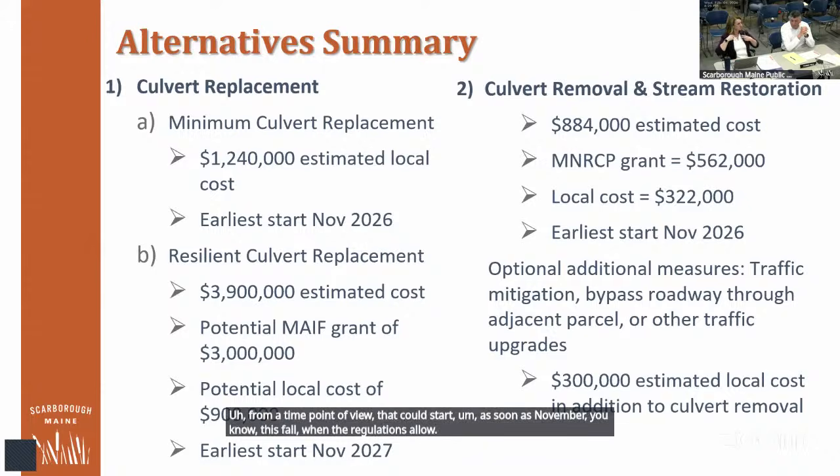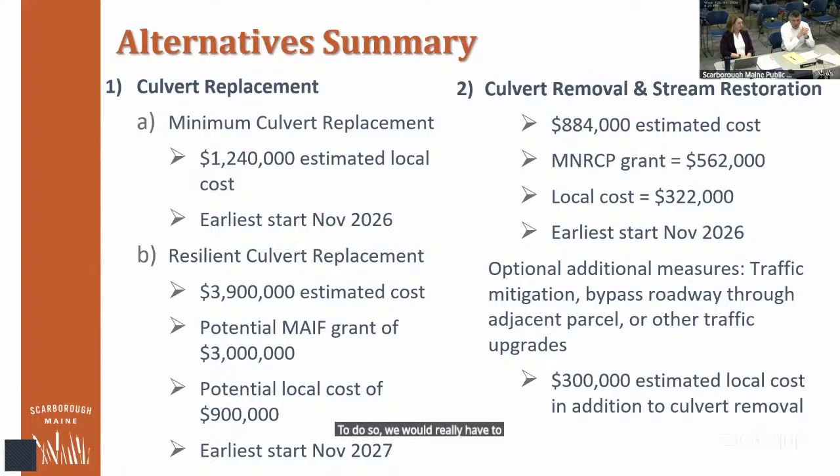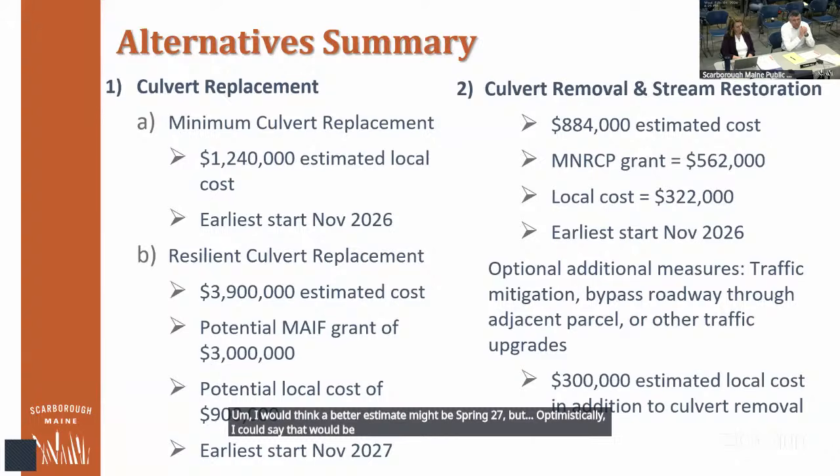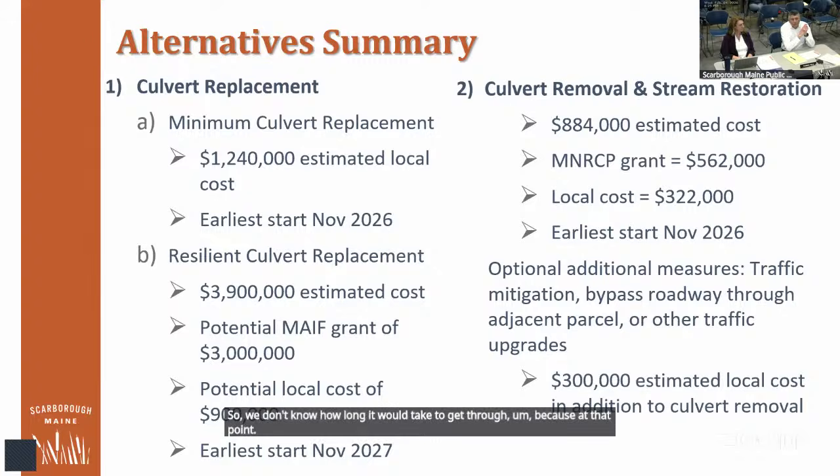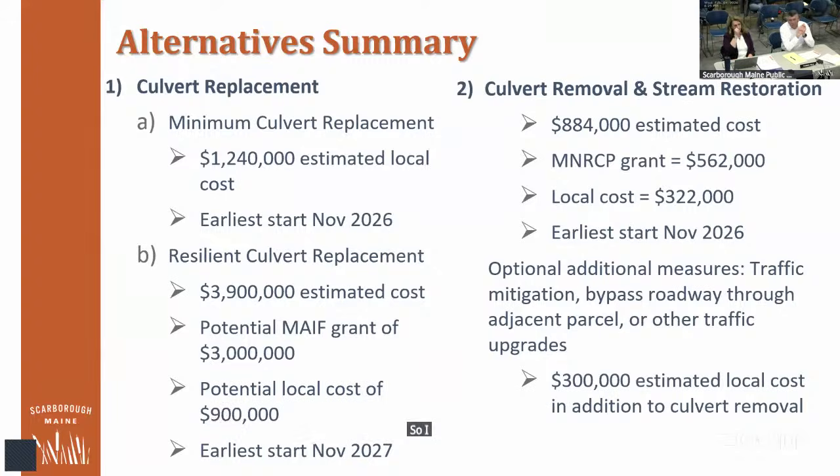To do so, we would really have to move and push hard to get design done. I would think a better estimate might be spring '27, but optimistically, I could say that the earliest we could possibly get something done is this late fall. And the other unknown, the timing for that, is permitting. We don't know how long it would take to get through, because at that point, it's through federal permitting. So I don't want to overpromise, but that would be the bare minimum and fastest.